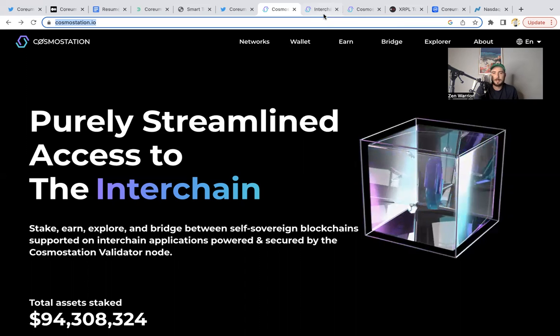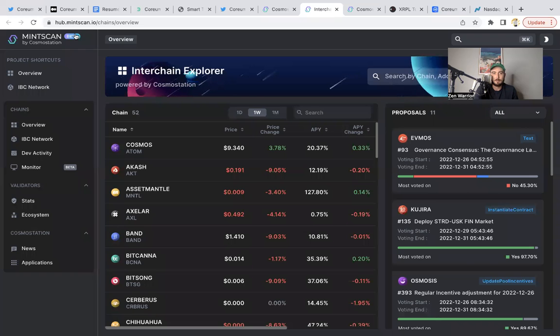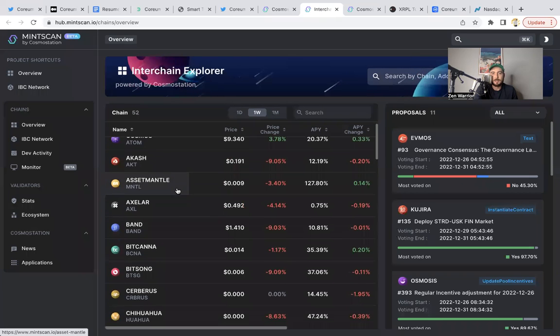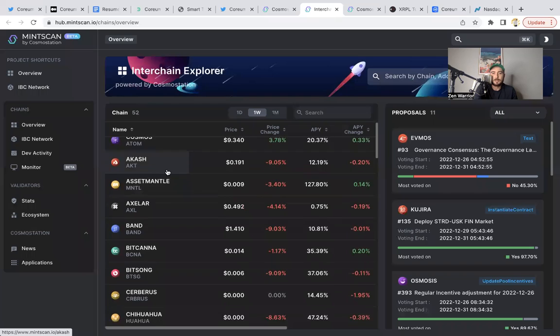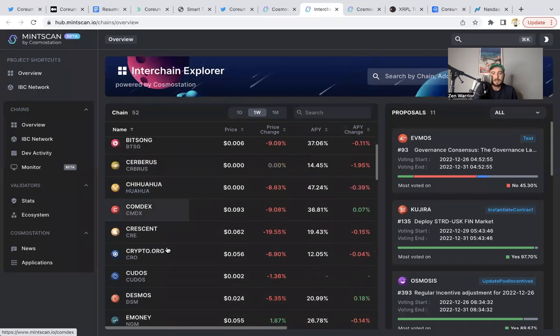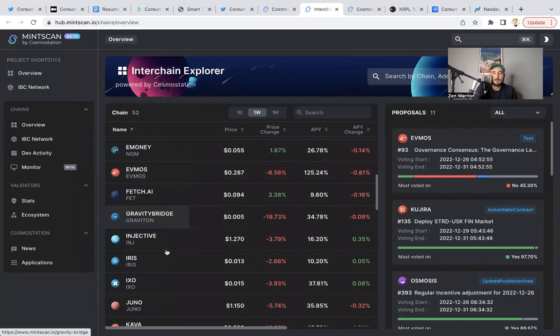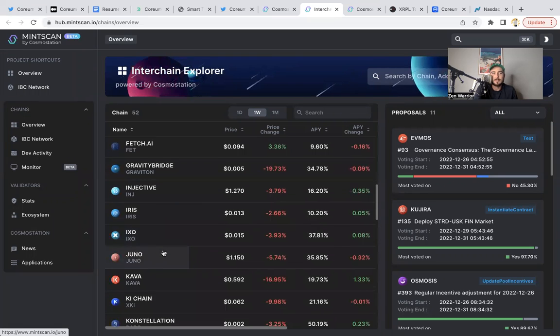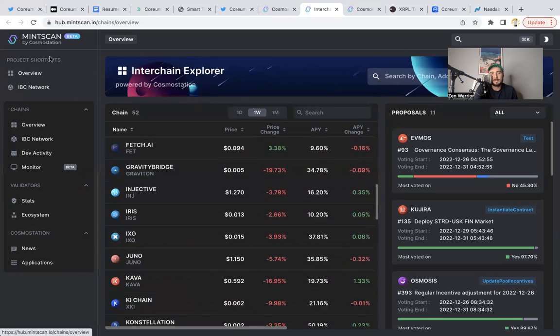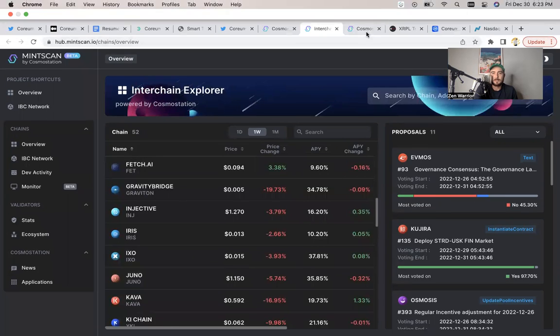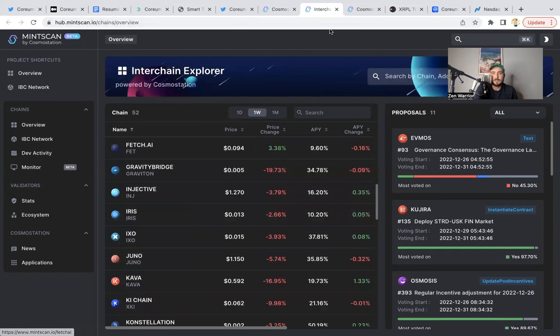That's what you want to see, that validators are actually contributing to the ecosystem. And here's an example. They have a product called MintScan, and this allows you to basically see everything that's happening on chain with all these different Cosmos chains, from Atom to Akash to Comdex. There's Evmos. You could basically see all the different IBC chains on MintScan, and that's produced by Cosmos Station. So you know Coreum will also be featured here because it's one of their partners.